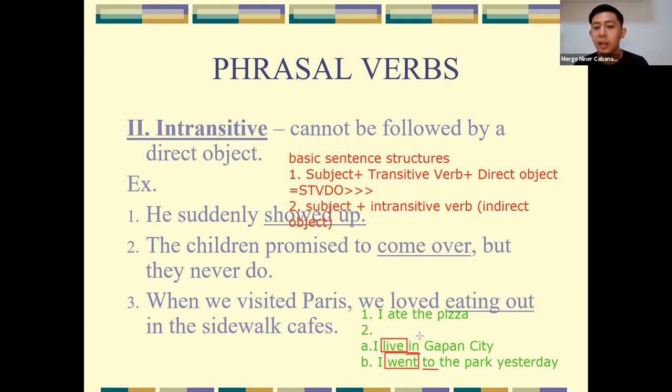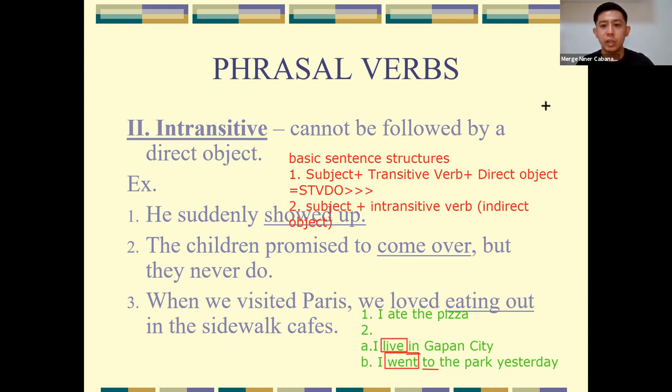Again, Gapan City, remember, an indirect object cannot be a person or a thing. So your indirect object can only be a place or a time. And a place and a time requires a preposition. Your preposition of place, your preposition of time. In, at, on, which is exactly what we're going to learn by your grammar 6. So that's it. Intransitive phrasal verb. You cannot follow it by a direct object. It's only an indirect object or perhaps none at all. Like, I went there, right? Where's there? You don't say where, okay?